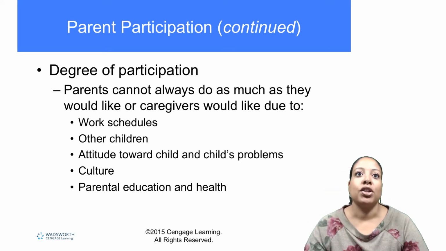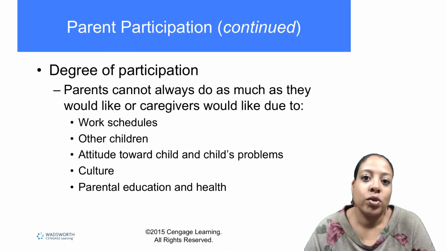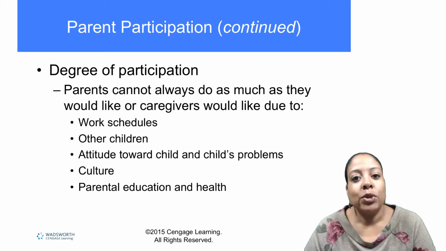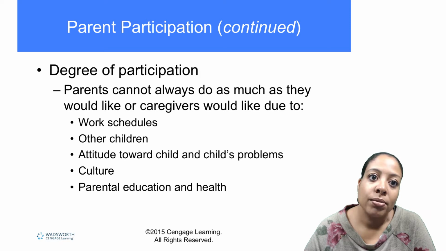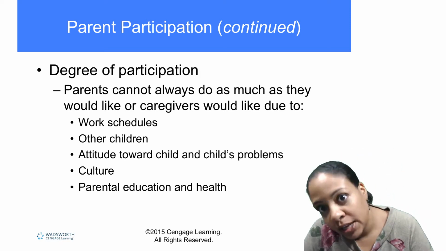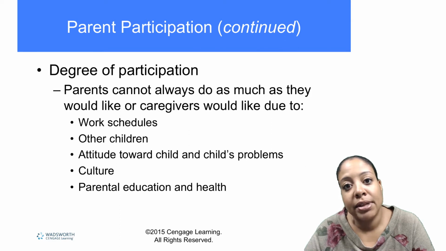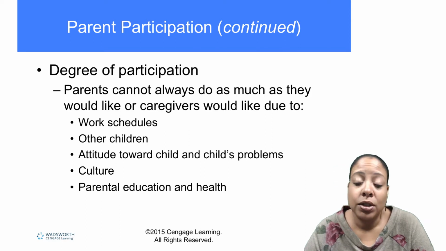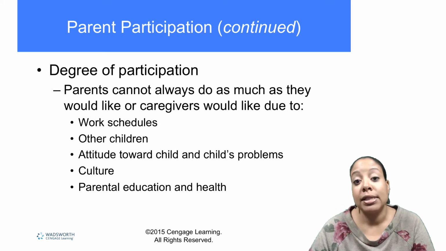Degree of participation. Parents cannot always do as much as they would like, or caregivers would like to do too. So here are all of the different barriers: work schedules, other children, attitude towards child and child's problems, culture, and parental education and health. So there are a lot of different barriers that sometimes make it difficult and challenging for parents to be able to participate in their child's development, their child's services, their child's needs.